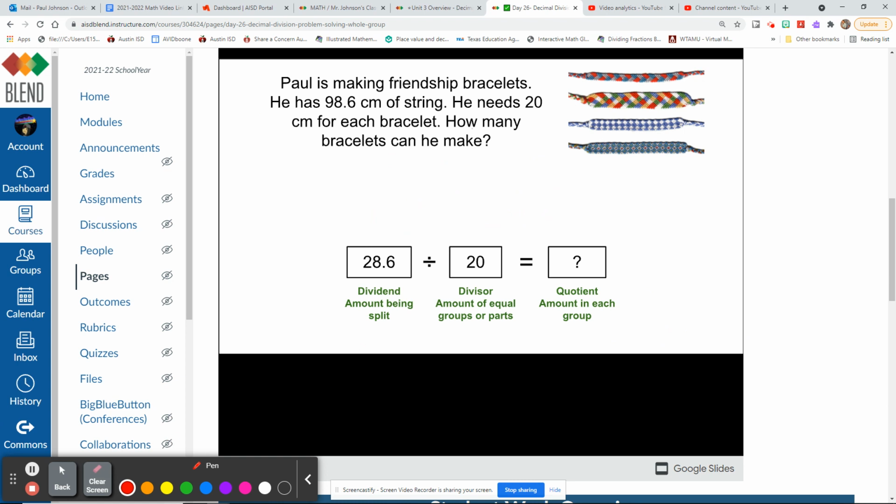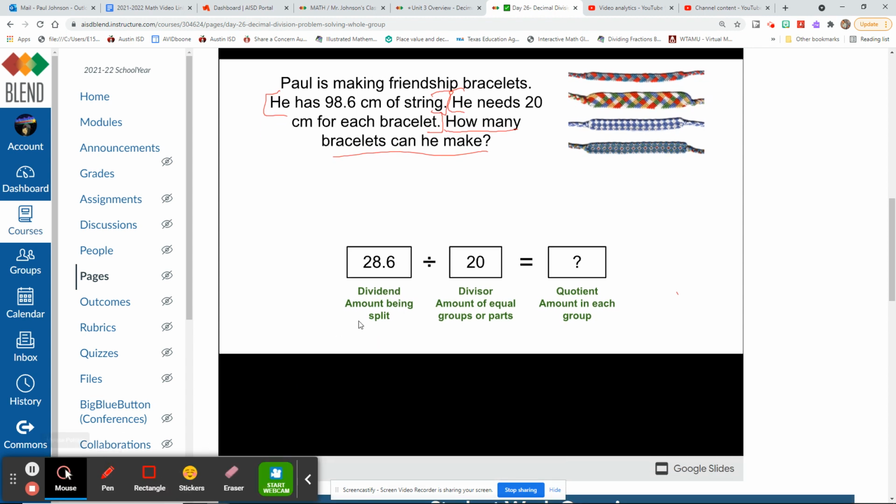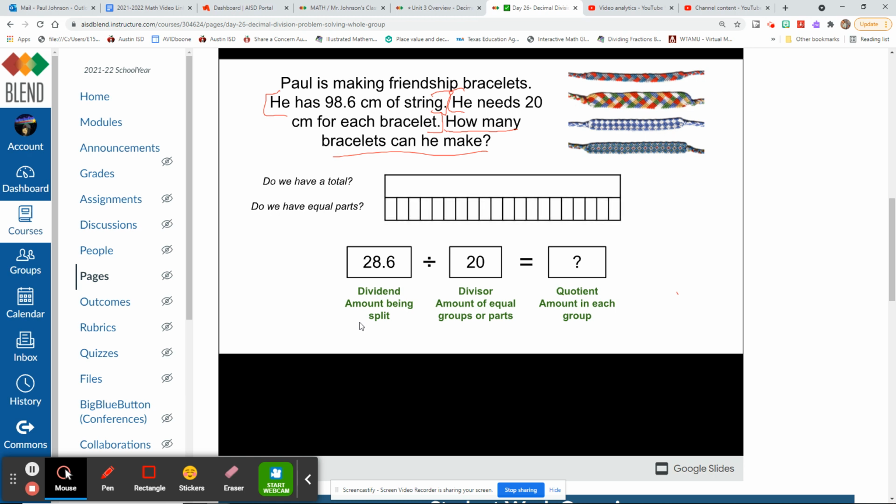And let me also RUBRIC. All right. There we go. We re-RUBRIC. And then, okay, do we have a total? Yes, we do. Equal parts? Yes, 20 equal parts. There we go. They drew it. Thank goodness.